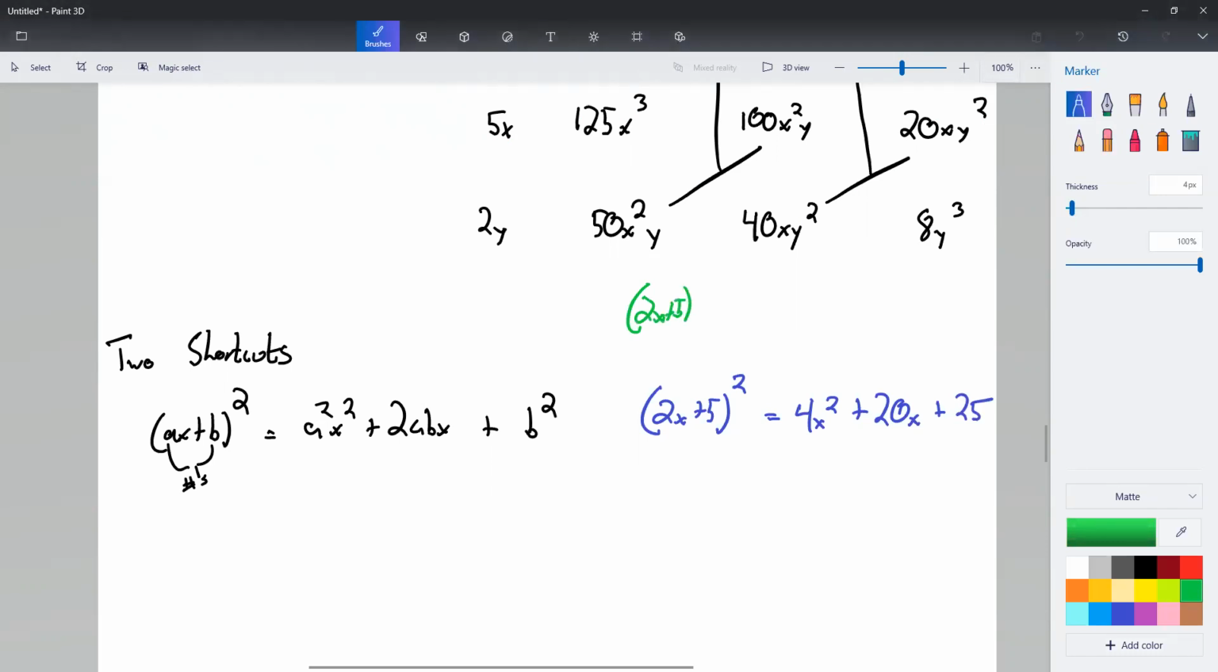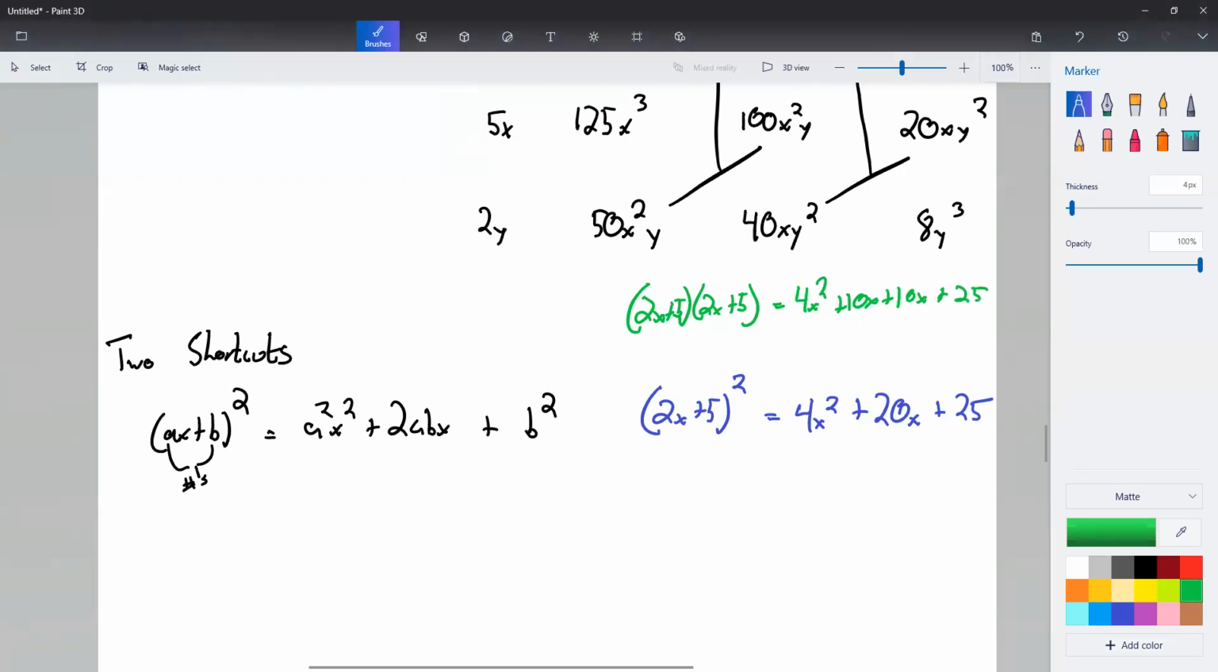2x plus 5, 2x plus 5. Go ahead, FOIL that out. What do you get? You get 4x squared right off the bat with first. When you do outer, you get plus 10x. When you do inner, you get another plus 10x. Plus last, you get 25.